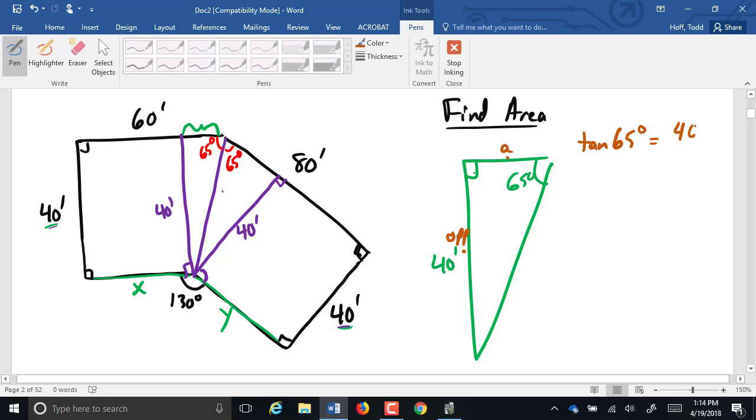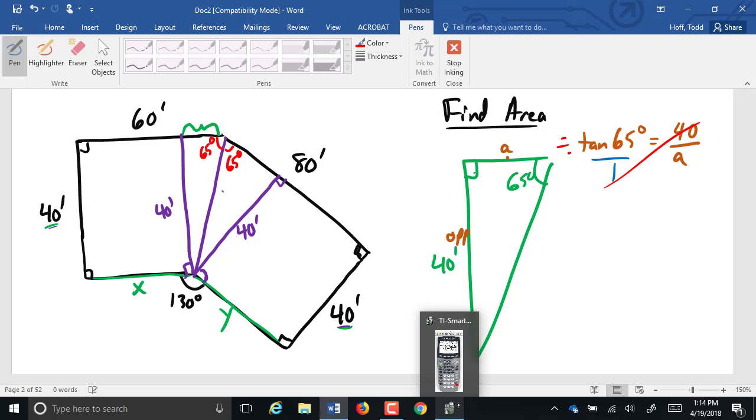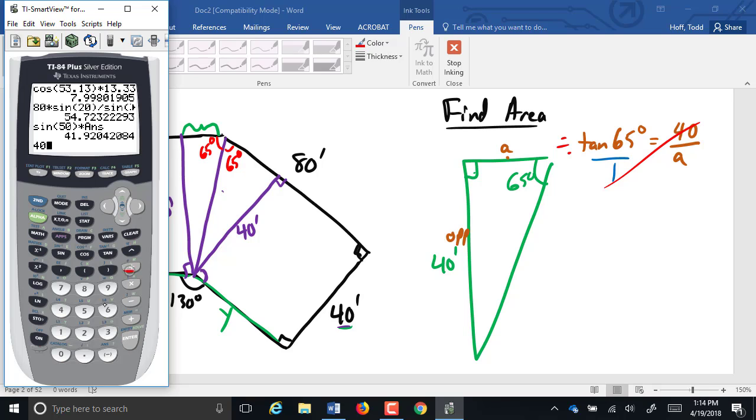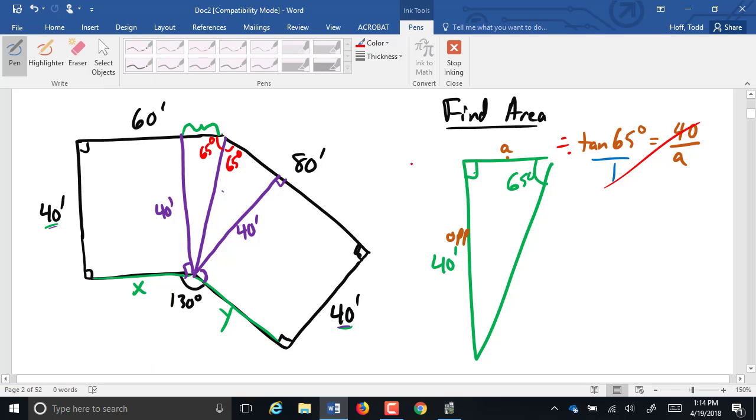Tangent of 65 degrees equals 40 over A, opposite over adjacent. So we cross multiply and divide. 1 times 40 is 40, divided by the tangent of 65. I get 18.65 feet. What's this dimension here going to be? Same, it's the same triangle, right? So that means X down here is 41.35 feet, and Y over here is 61.35 feet.